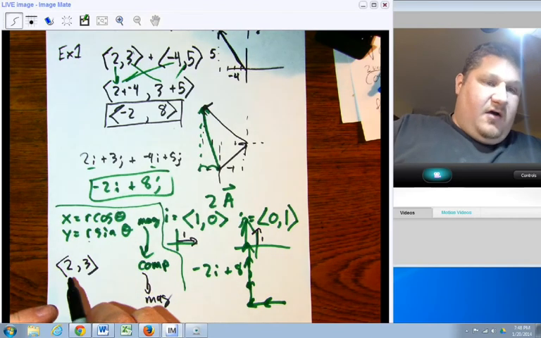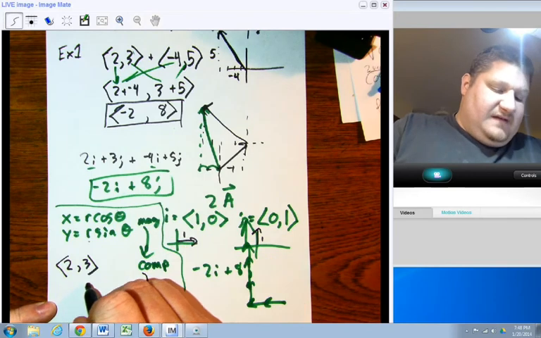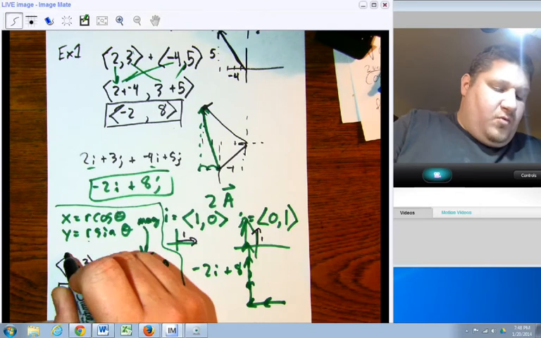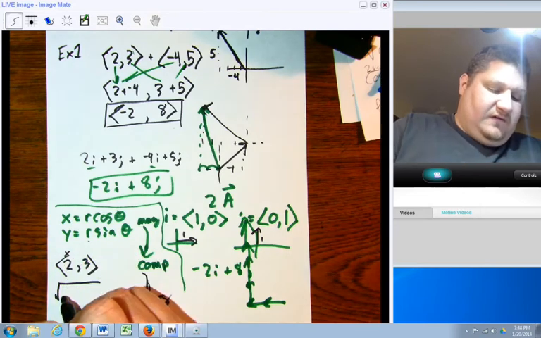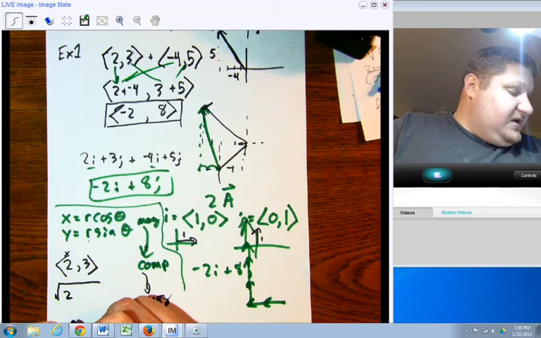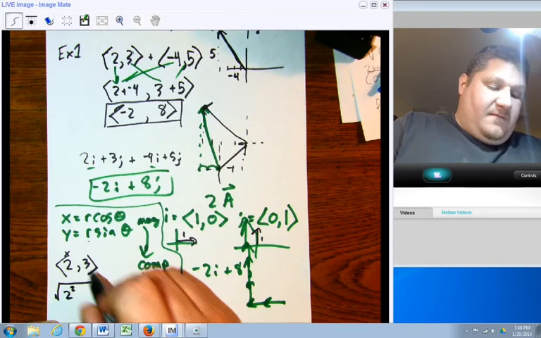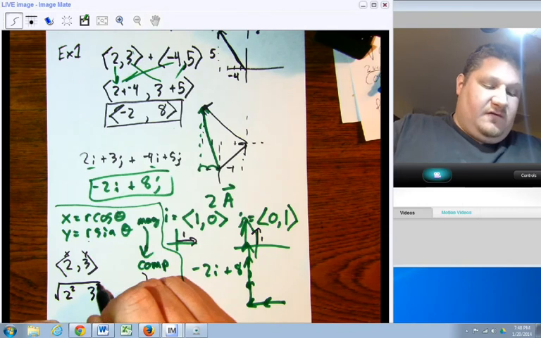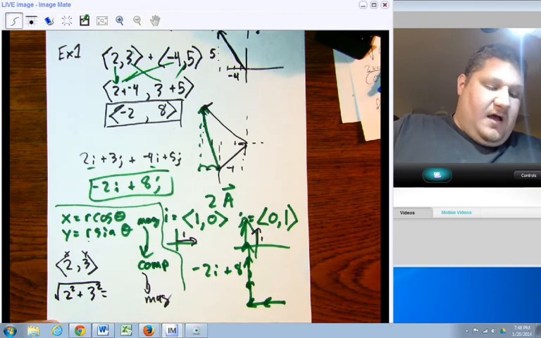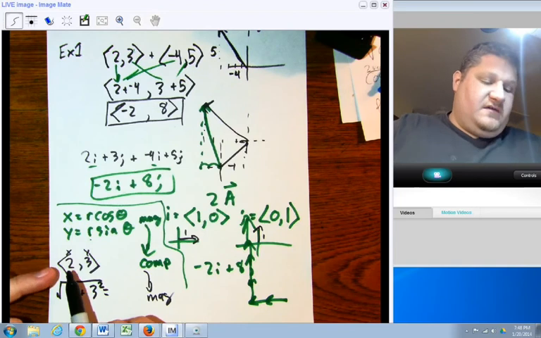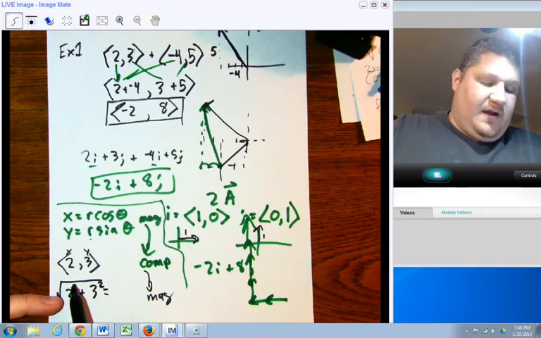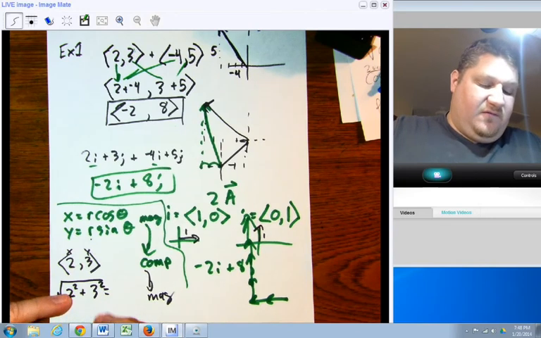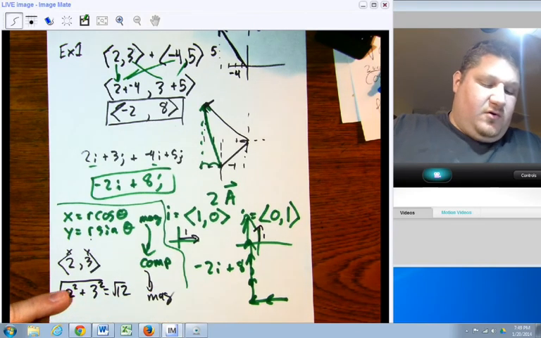Well, how do I find a magnitude? Well, that's a distance. So it's going to be some sort of distance formula. But we already know what the x distance is. It's 2. So we can take 2 squared. We already know what the y distance is. It's 3. So we can take 3 squared. Add the 2 up. So really, all we're doing is taking the change in x squared plus the change in y squared, which is the distance formula. In this case, 4 plus 9 is square root 13.